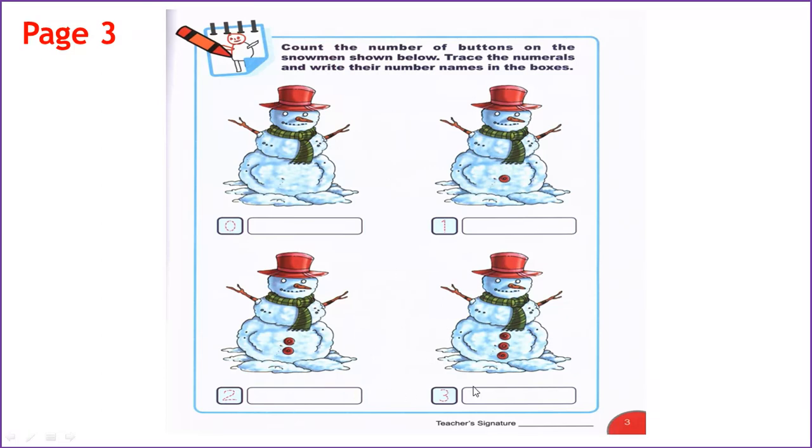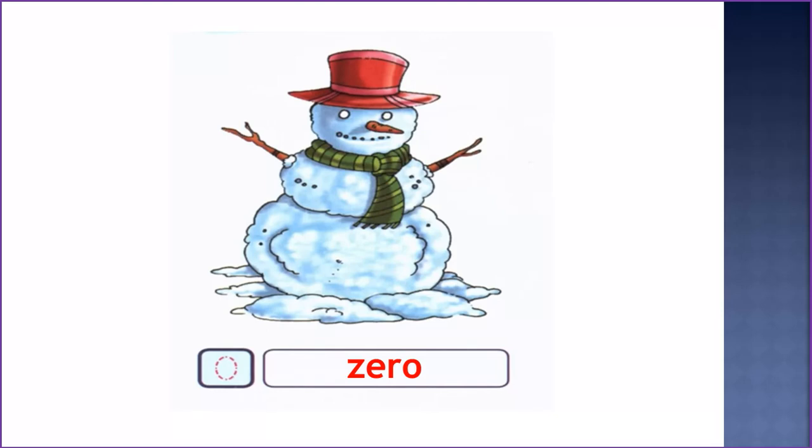Yes. Now I show you a big picture of a snowman. Okay. Yes, this is a big picture for you. Yes, dear student. Here you can see any button. There are two eyes. But you know, there is no button. When there is nothing, you know, zero means nothing. When we don't have anything, it means we have zero. Okay? You can see here, there is no button.